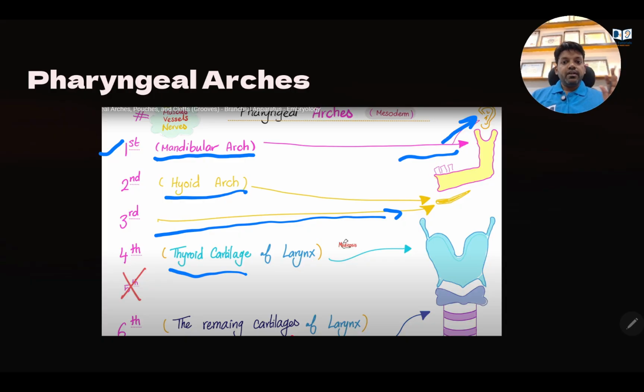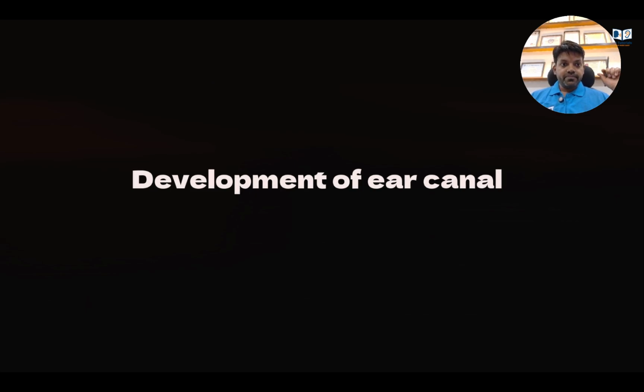We will not go into that right now. Our important thing is first only the mandibular arch. Okay, so understood, first is the mandibular arch. Now we will go into understanding how the external ear, specifically the ear canal, is developed. Pinna we will see later. First we will see the ear canal, this tube-like structure which is hollow from inside, and how it is developed.